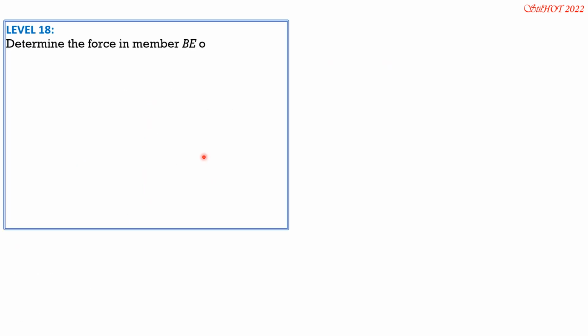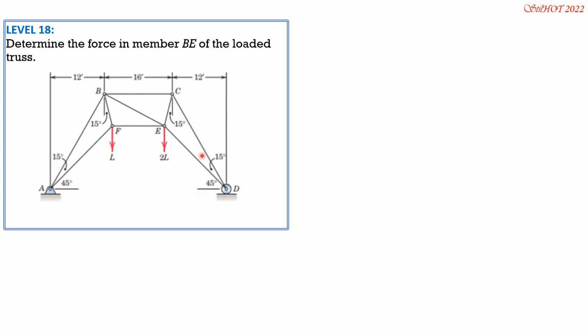Determine the force in member BE of the loaded truss. So this is member BE. We have to analyze this well because the horizontal distance to B and E is not known, so study the angles. There's no inclined load, so the horizontal reaction at A is 0.